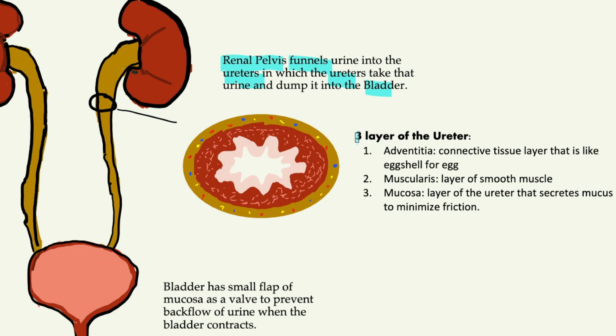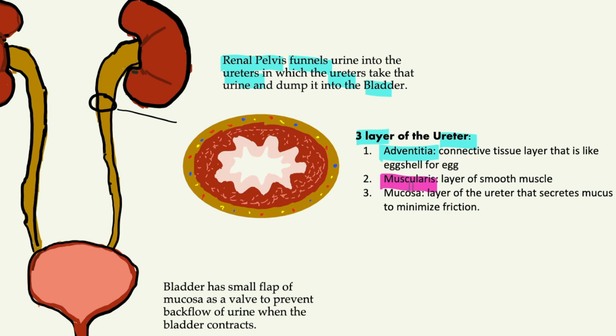Now there are three layers of the ureter. There's the adventitia, which is the outside layer right over here, and it is a connective tissue layer that is like the eggshell for the egg. It's kind of the protective layer, and it has veins, arteries, and nerves.